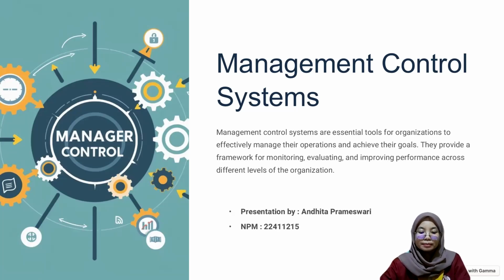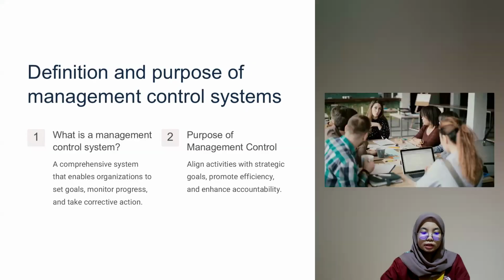What is the management control system? Management control systems are essential tools for organizations to effectively manage their organizations and achieve their goals. They provide a framework for monitoring, evaluating, and improving performance across different levels of the organization. The definition and purpose of management control system is a comprehensive system that enables organizations to set goals, monitor progress, and take corrective actions. The purpose of management control is to align activity with strategic goals, promote efficiency, and enhance accountability.